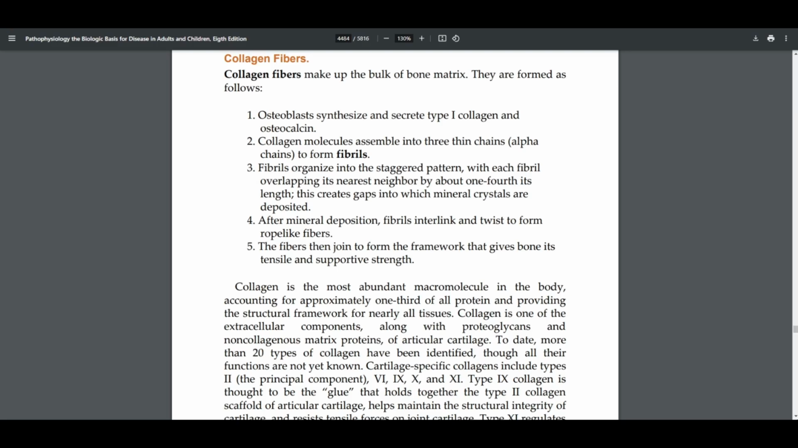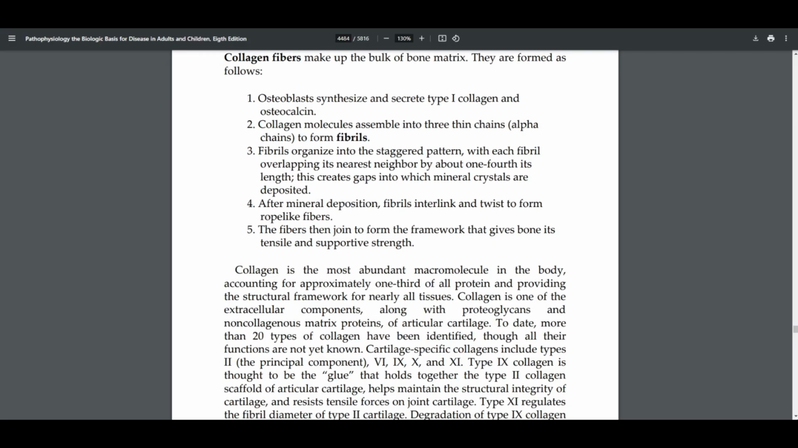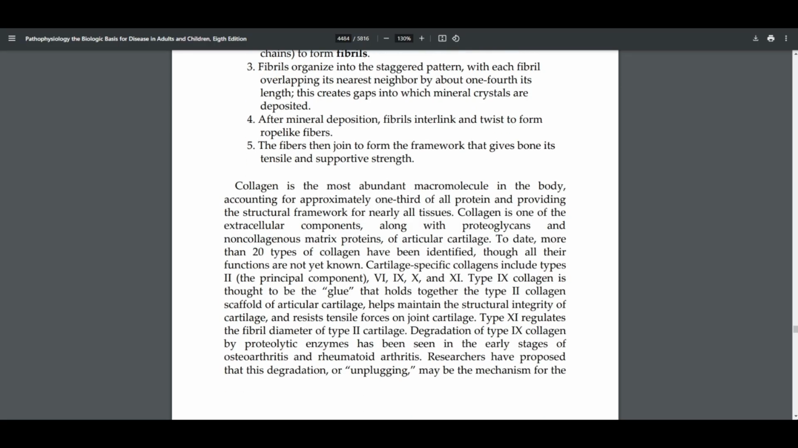Collagen fibers make up the bulk of the bone matrix. They are formed as follows. Osteoblasts synthesize and secrete type 1 collagen and osteocalcin. Collagen molecules assemble into 3 thin chains to form fibrils. Fibrils organize into a staggered pattern, with each fibril overlapping its nearest neighbor by about 1/4 its length. This creates gaps into which mineral crystals are deposited. After mineral deposition, fibrils interlink and twist to form rope-like fibers. The fibers then join to form the framework that gives bones their tensile and supportive strength.